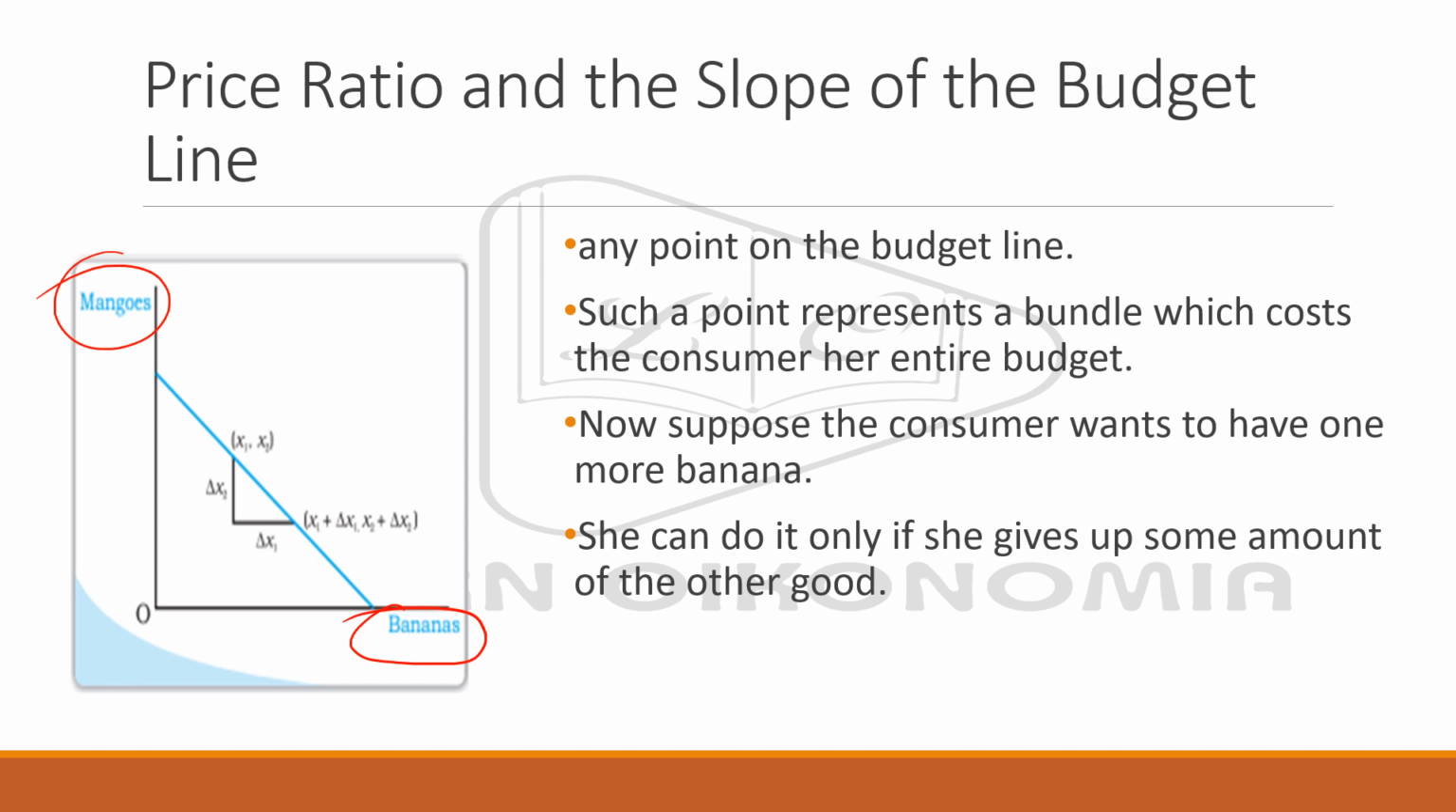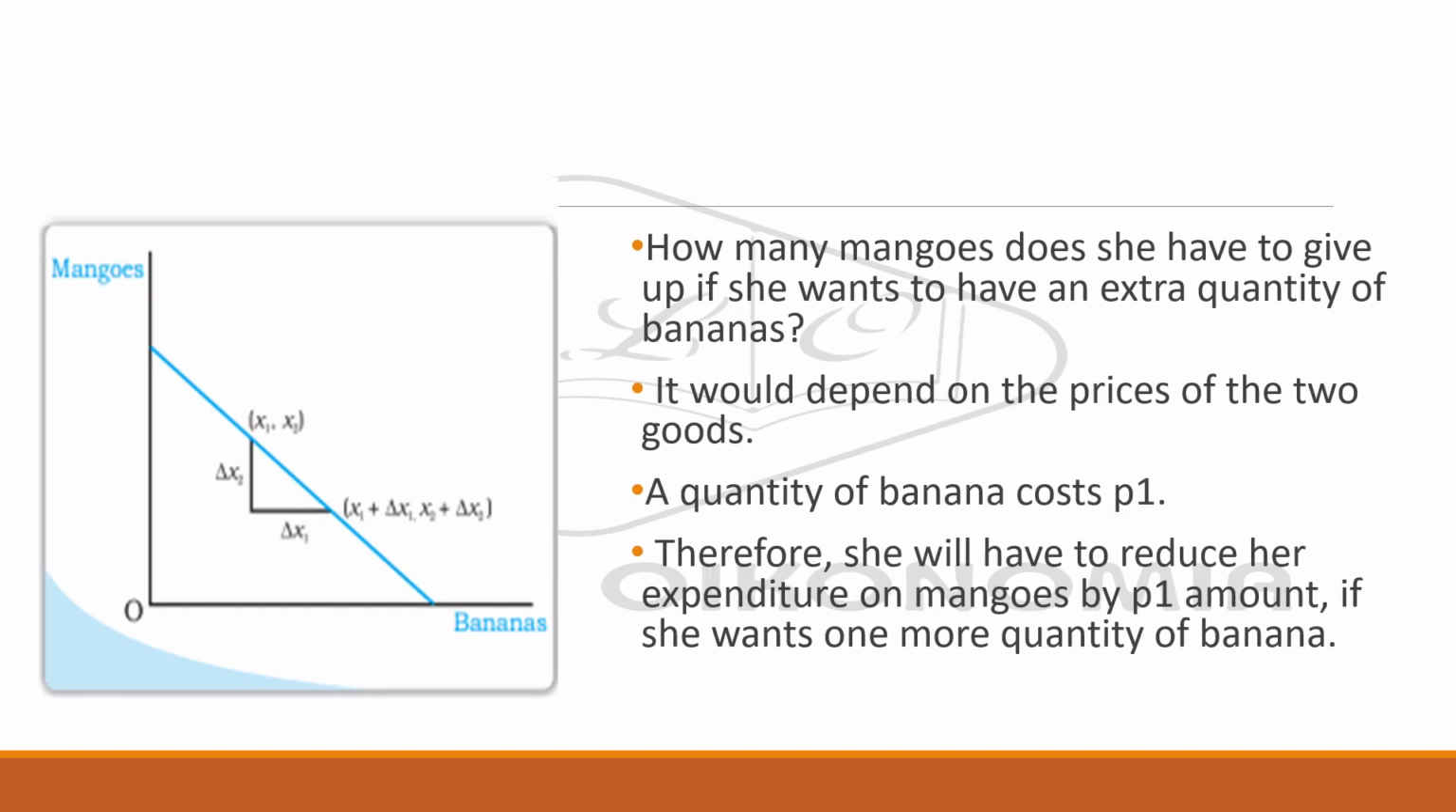Just suppose that a consumer needs to have one extra banana, one additional banana. The consumer can have one additional banana only by sacrificing some of the mangoes. But how many mangoes does he or she need to sacrifice to get an additional banana? This would depend upon the price of mango and the price of banana.